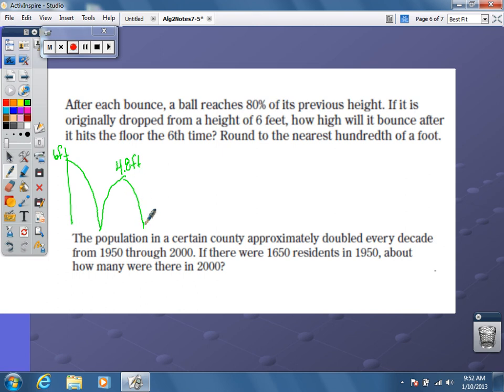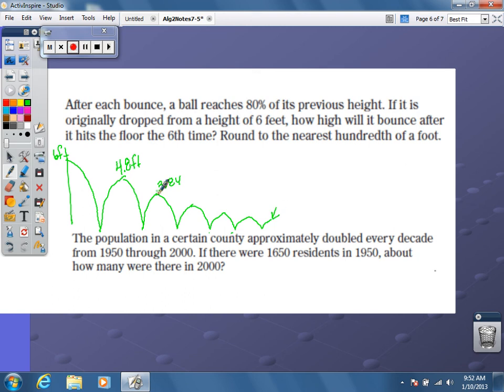After the second bounce, 4.8 times 0.8, 3.84 feet. I'm going to draw my picture first. 1, 2, 3, 4, 5, 6. I think that's right. The first bounce, second, third, fourth, fifth, sixth, and where's it at here? That's what I'm looking for.